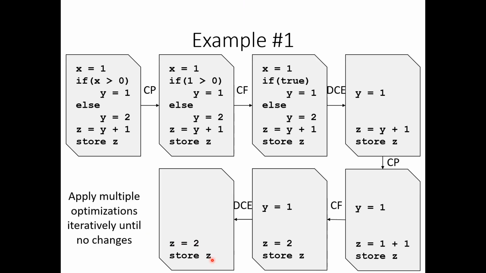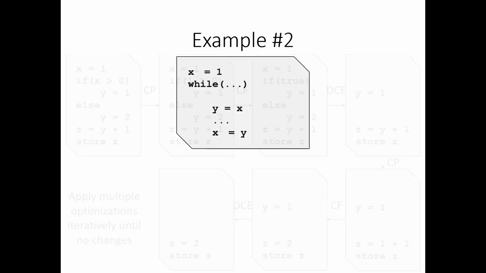So here, yeah, I can run constant propagation again, it becomes store 2, and then I can run dead code elimination again, I get rid of the z equals 2, etc. Okay, great. Let's do another example. So let's say we have this example right here.